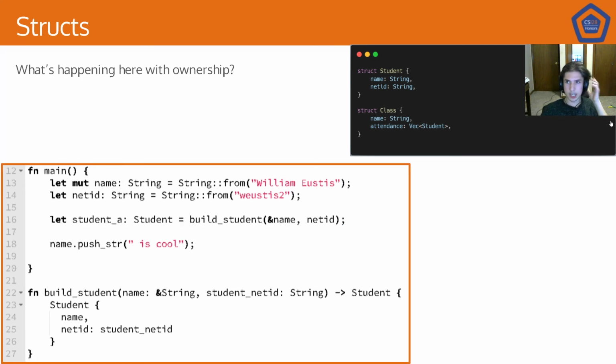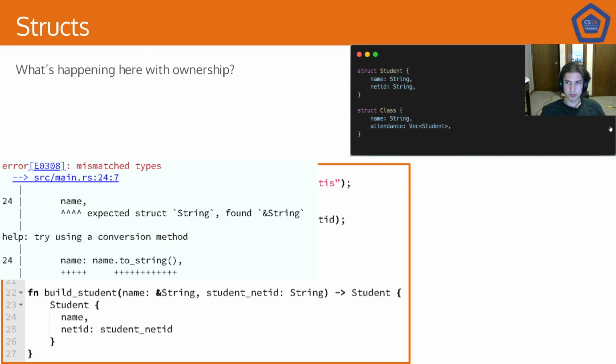So, okay, let's just make this a reference then. We won't take ownership. We'll just pass it in and see what happens. Of course, this will also generate an error. This one is relatively more straightforward. Name is the wrong type. So it wanted a string. It found a string reference. So, hey, try this.